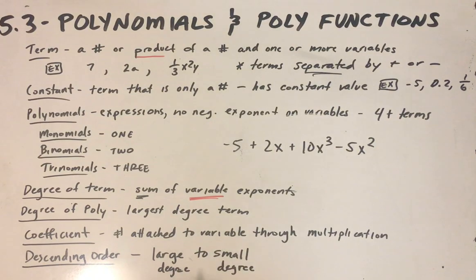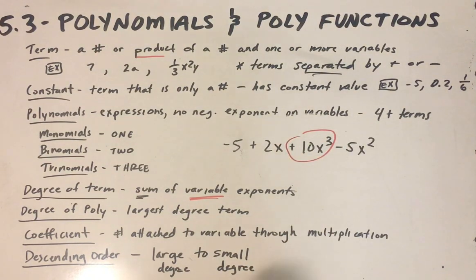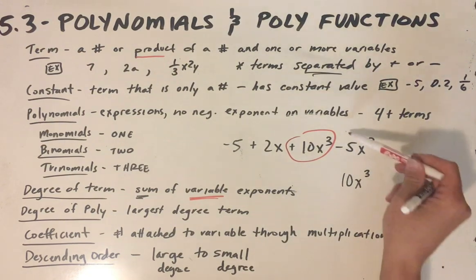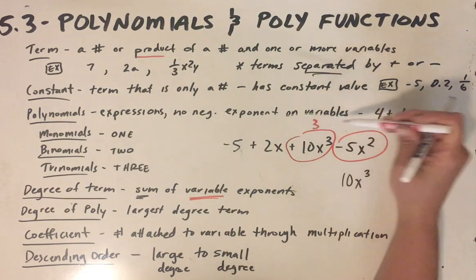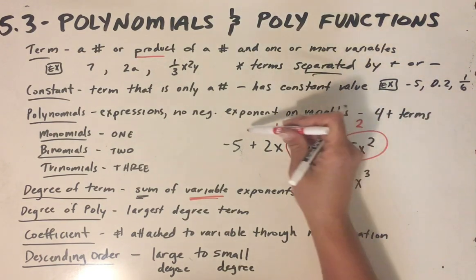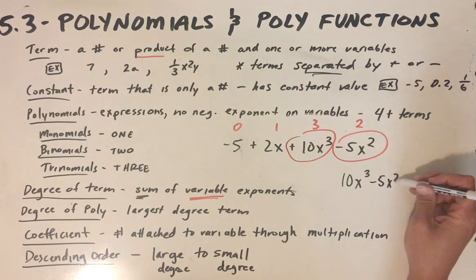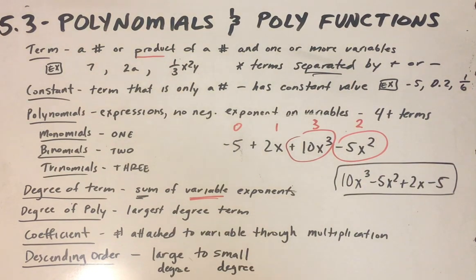If I were to put it in descending order, I would say, hey, this is the largest, so I'm going to put it first, 10x cubed. Then I would say this is the next largest because I'm going by degree. This has a degree of 3, 2, 1, and 0. So the next term would be the minus 5x squared. The next term would be plus a 2x minus 5. This is descending order, and this is how you should write polynomials.